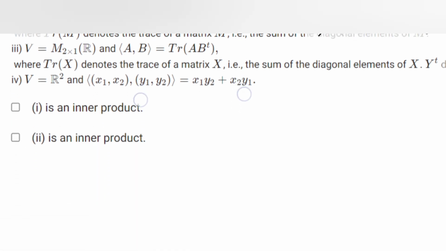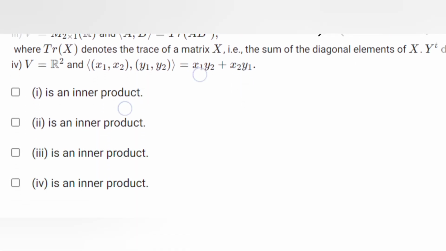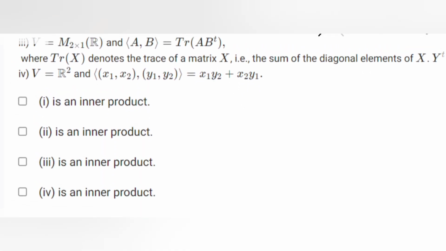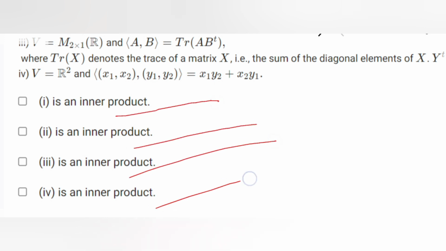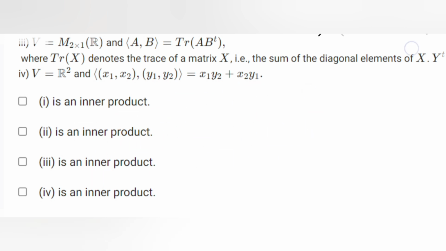So four options are given. Option 1 is an inner product, option 2 is an inner product, option 3 is an inner product, or option 4 is an inner product. So now let's find out which one is an inner product.